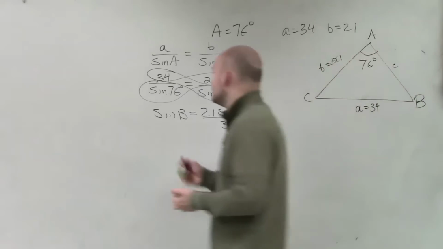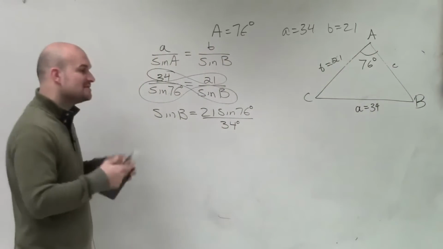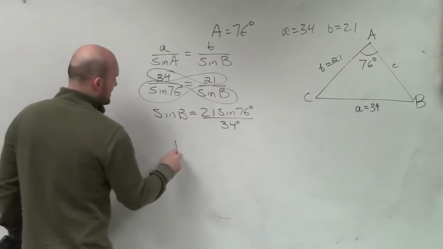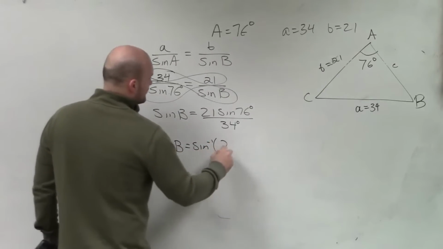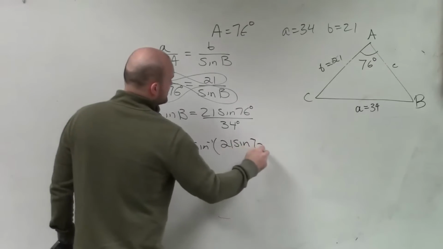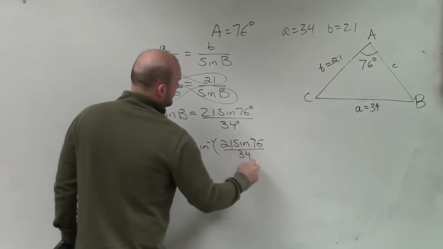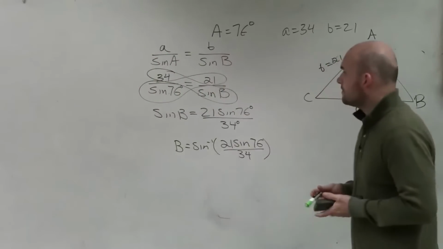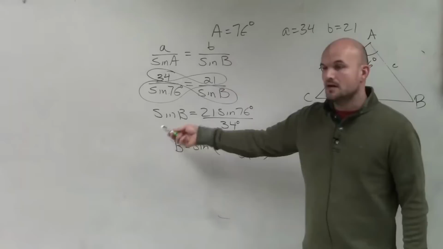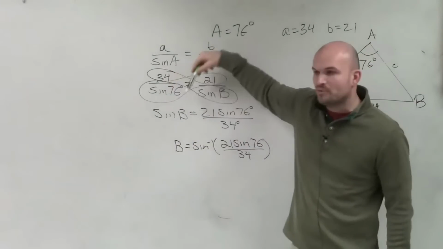OK? Now, to solve for sine of B, we have to take the inverse. So B equals the sine inverse of 21 sine of 76 all over 34. You mean to solve for B? Because sine is not multiplying by B.